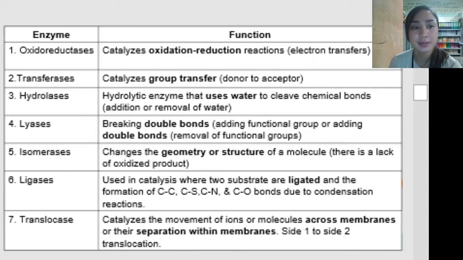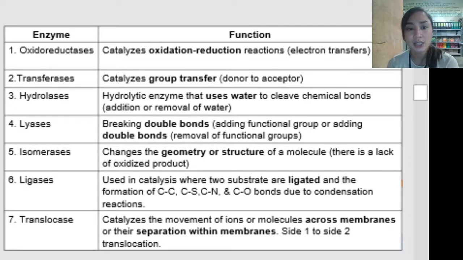We have hydrolases. Hydro is water. So, anytime that you use water for a reaction to happen, you have hydrolases. And the next, we have lyases, which is the breaking of double bonds. Isomerases changes the geometry of structure. So, ang isomers natin, they are almost the same structure but with different atomic mass or molecule that is very different in some composition. No? So, yun yung mga isomers natin.